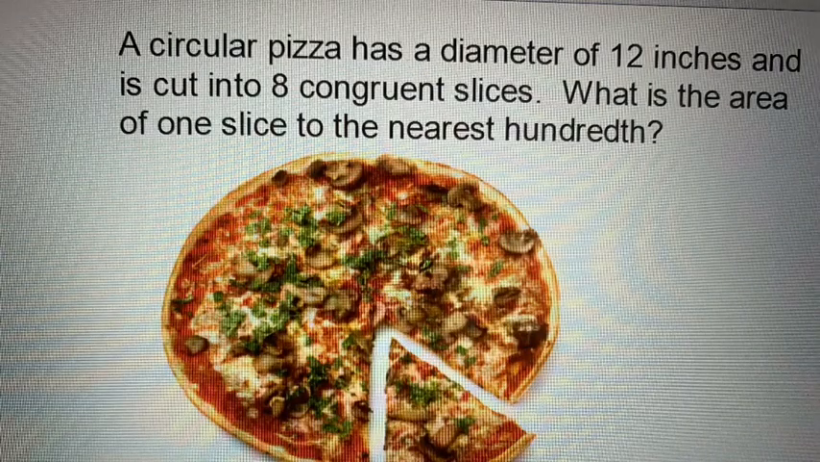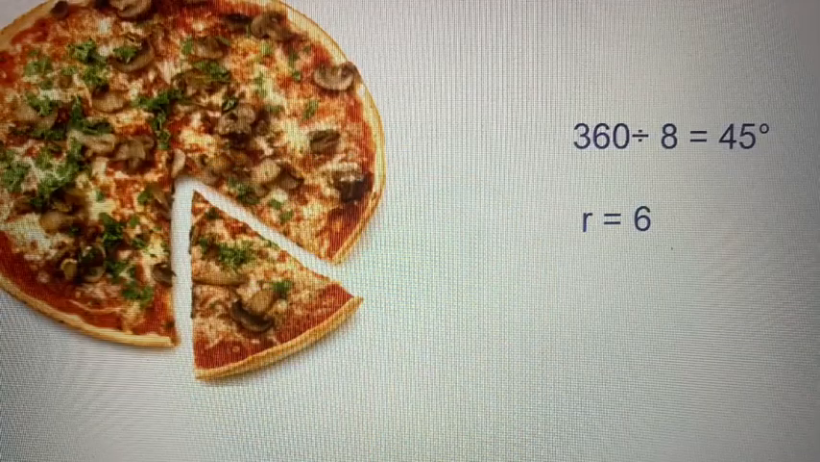Everybody likes pizza. A circular pizza has a diameter of 12 inches and is cut into 8 congruent slices. What is the area of each one slice to the nearest hundredth? Well, the first thing I need to do is look at what the arc measure is. 360 divided by 8 is 45 degrees. The radius of this was 6.